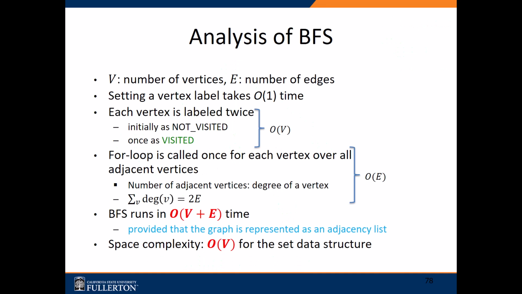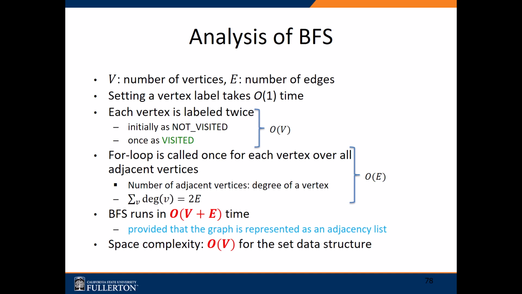Next, let's look at the complexity of the running time and the space of breadth first search. Let V represent the total number of vertices and E the total number of edges in the graph. So these two numbers are a measure of how large our graph is. Let's also assume that changing the label of a vertex from visited to non-visited takes some constant amount of time, that is O of 1.